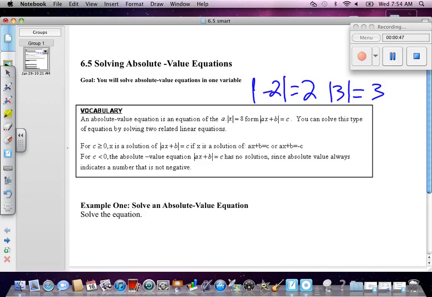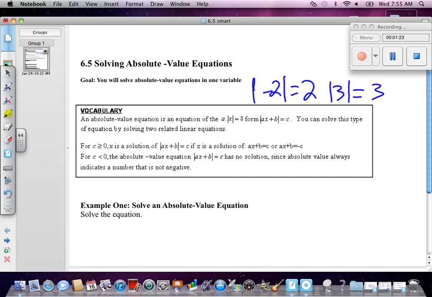the form absolute value of ax plus b equals c. You can solve this type of equation by solving two related linear equations. For c greater than or equal to 0, x is the solution of the absolute value of ax plus b equals c if x is a solution of ax plus b equals c, or ax plus b equals -c. For c less than 0, the absolute value equation ax plus b equals c has no solution, since absolute value always indicates a number that is positive.